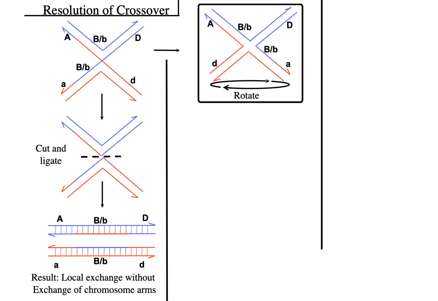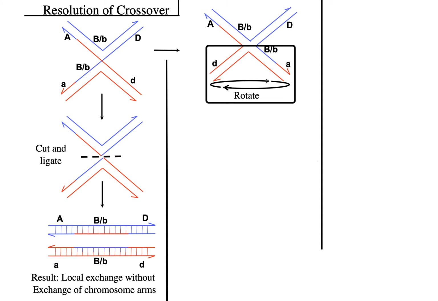So there's another way to resolve this crossover also. If you just rotate this bottom section here, move the small d over here and the small a over here, rotate that, it opens up the center here called a chi structure.